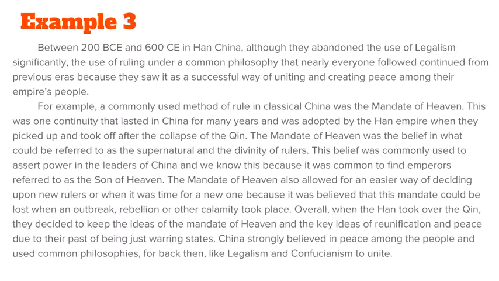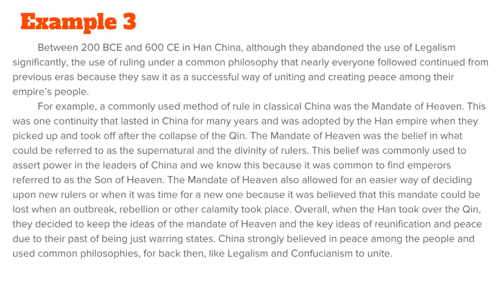Between 200 BCE and 600 CE in Han, China, although they abandoned the use of legalism significantly, the use of ruling under a common philosophy that nearly everyone followed continued from previous eras because they saw it as a successful way of uniting and creating peace among their empire's people. For example, a commonly used method of rule in classical China was the mandate of heaven. This was one continuity that lasted in China for many years and was adopted by the Han Empire when they picked up and took off after the collapse of the Qin.